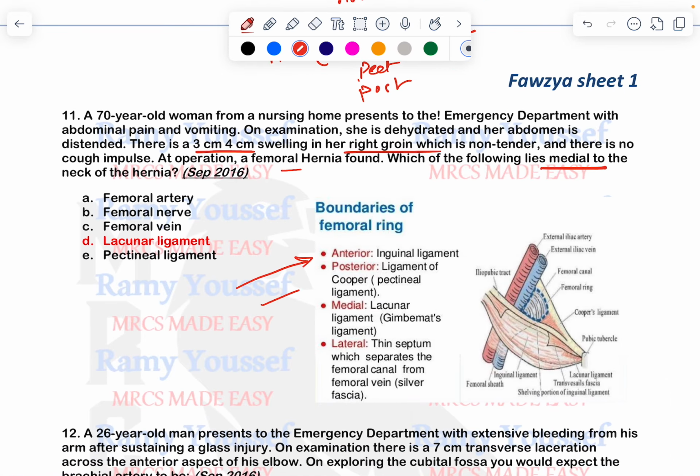Anterior is inguinal, posterior is pectineal, medial is lacunar, lateral is the femoral vein. They separate the femoral canal. The other name for the pectineal ligament is the ligament of Cooper, and the lacunar ligament is also called Gimbernat's ligament.